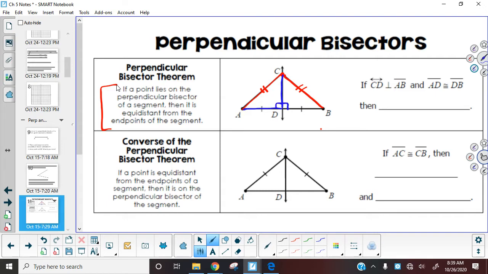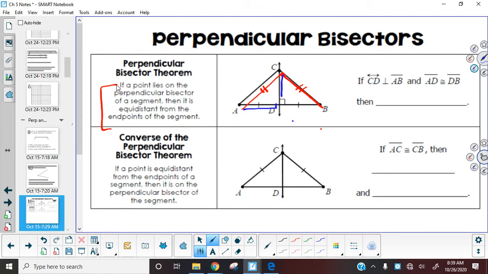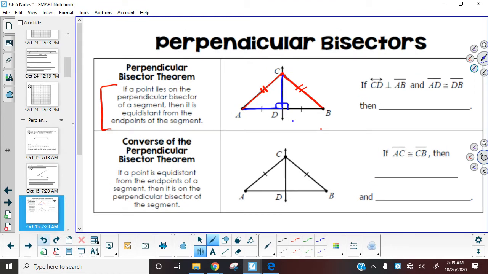So we actually have a case of side angle side, and then from that, we can conclude that those two pieces, AC and CB, are congruent because of CPCTC. But what this does is this shortens it a little bit. Okay, so if we have the perpendicular bisector, then any point on there is equidistant from the endpoints. So our conclusion would be that AC is congruent to CB. Again, we can go back to the congruent triangles that we've done prior.